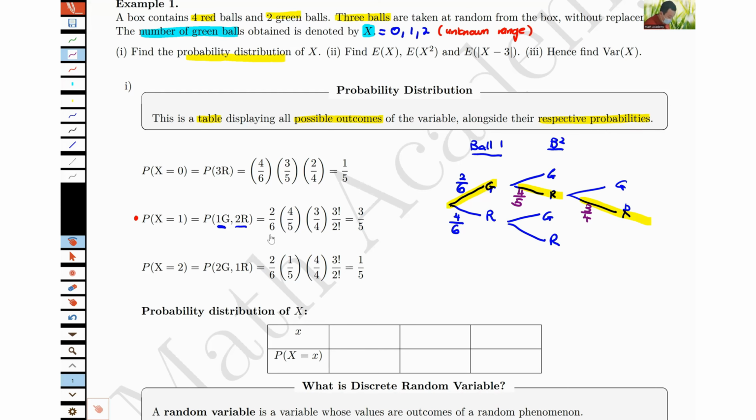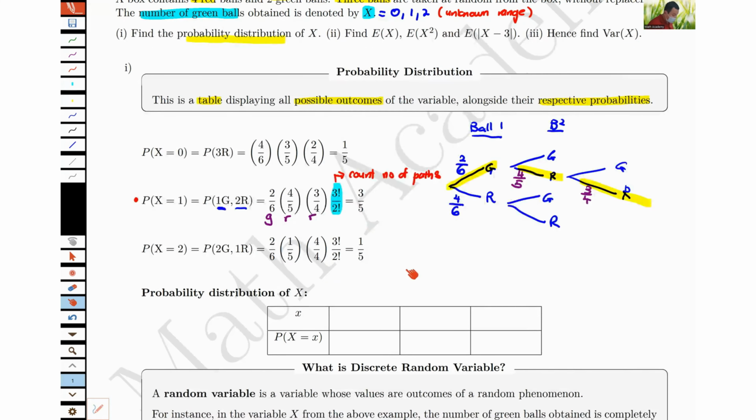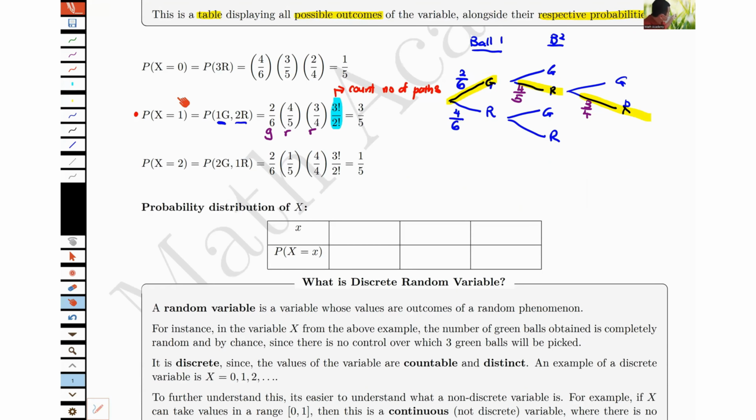They are actually a result of having green, red, red. And remember, permutation for values on the tree is because this is trying to count the number of paths. Your number of paths can be GRR or any permutation of those 3 alphabets. 2 are repetitive, that's why there's 3 factorial over 2 factorial. You could do the same calculation at 0 and at 2.